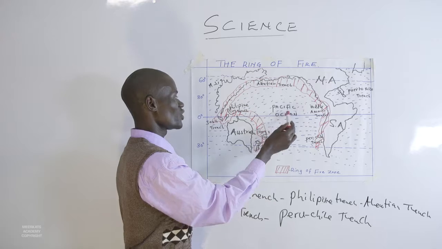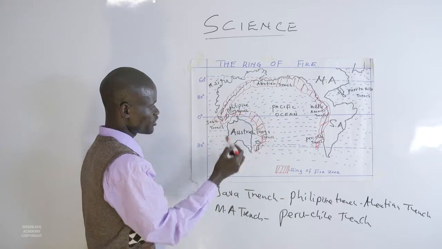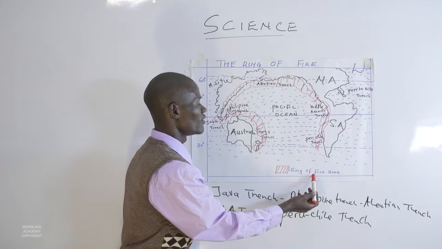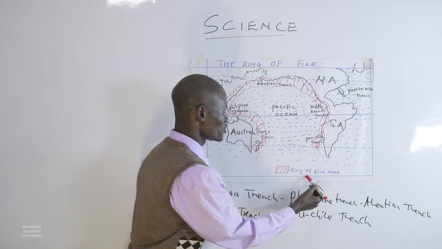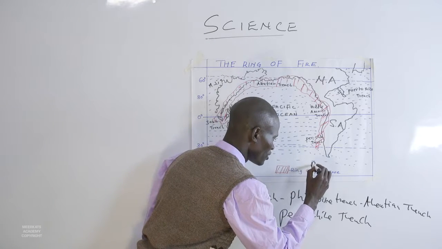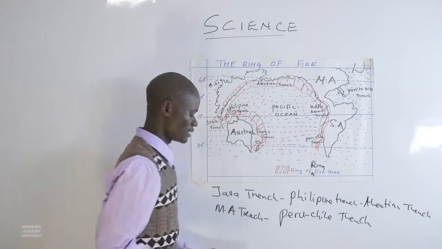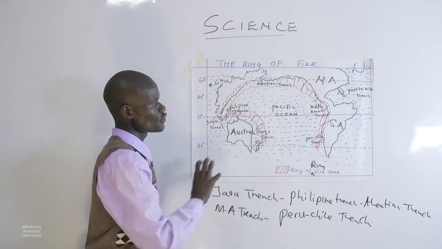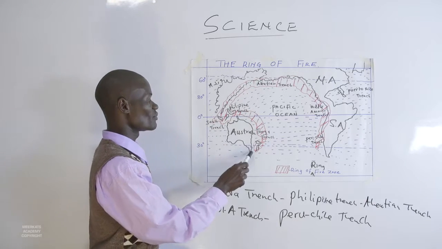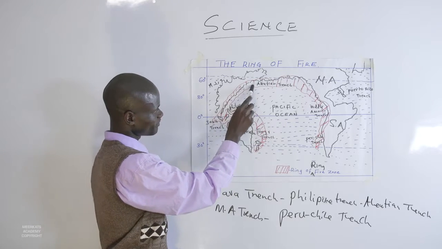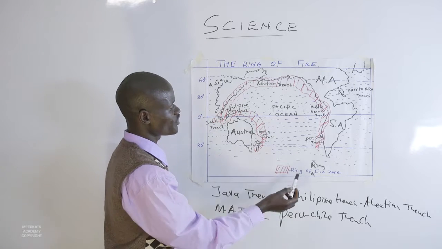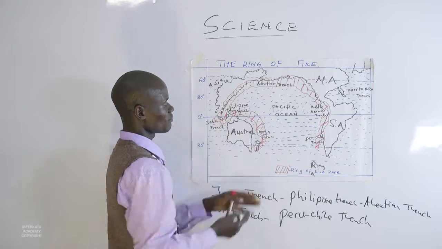surrounding the Pacific Ocean. The region marked red is the region of the ring of fire zone. The ring of fire zone produces a unique feature where we find most of the seismic activities, most of the volcanic activities, and most of the tsunamis happening along the Pacific Ocean.